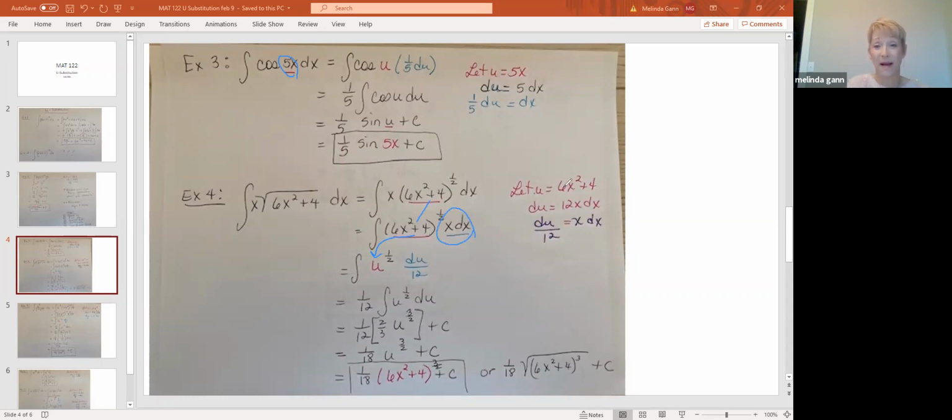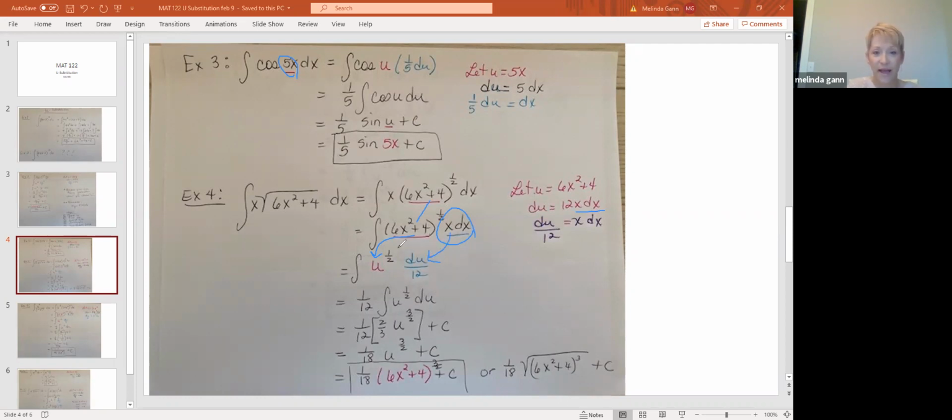So I go over here. Remember, my second step is to do my differential. So what's the derivative of 6x squared plus 4? Getting the derivative 12x. And then I have to put that d and that x for my differential. Now look what I need. I need to replace x dx with something. So I just solved for x dx by dividing both sides by 12. So x times dx is du over 12. So in place of x dx, I put du over 12.